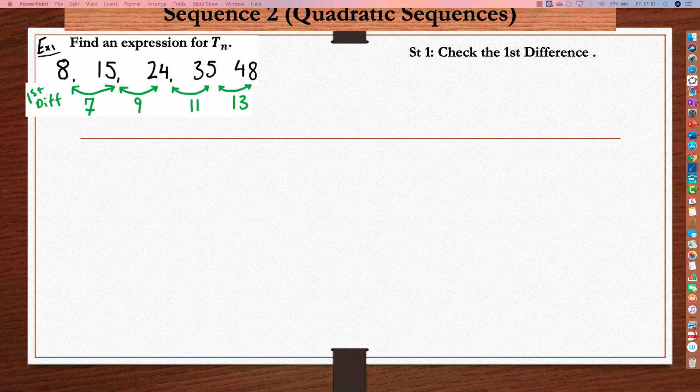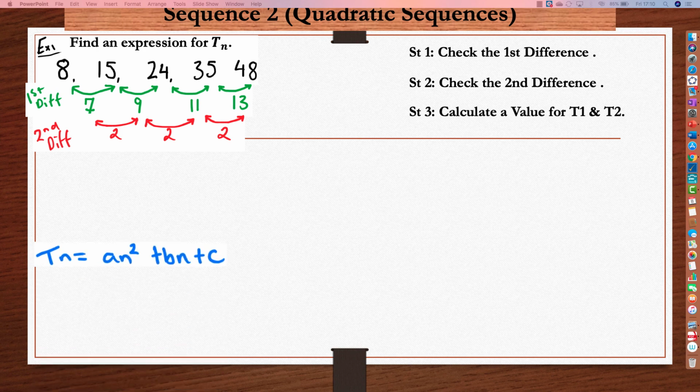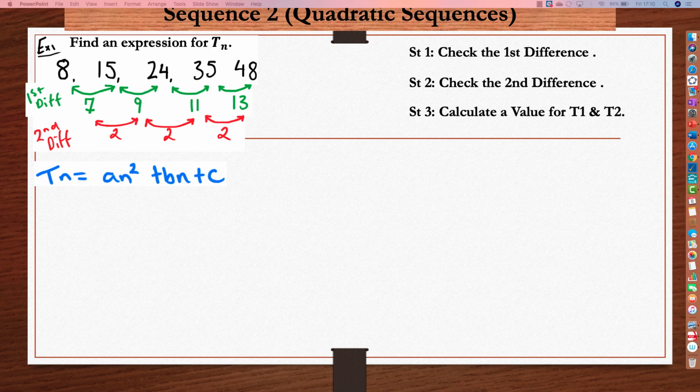13. So we know it can't be linear. The reason we know it can't be linear is because if it were linear, these would all be the same. So we check and see is it quadratic. What's the distance from 7 to 9? 9 to 11? 11 to 13? 2. So we know it's quadratic. And when we know it's quadratic, what we must do is get a value for T1 and T2.